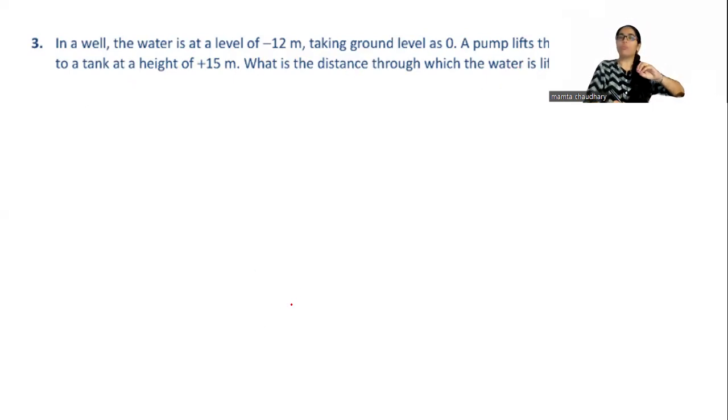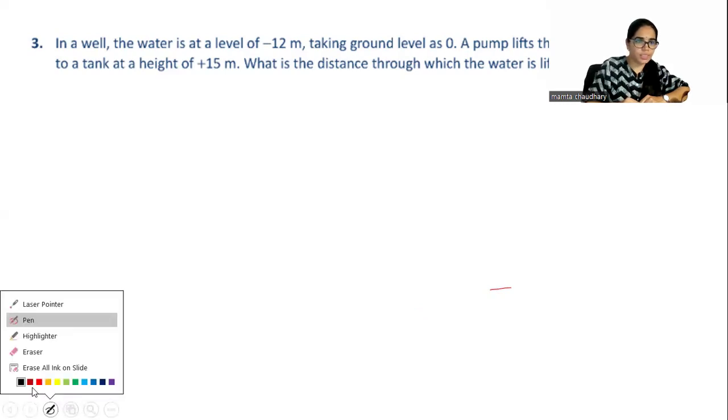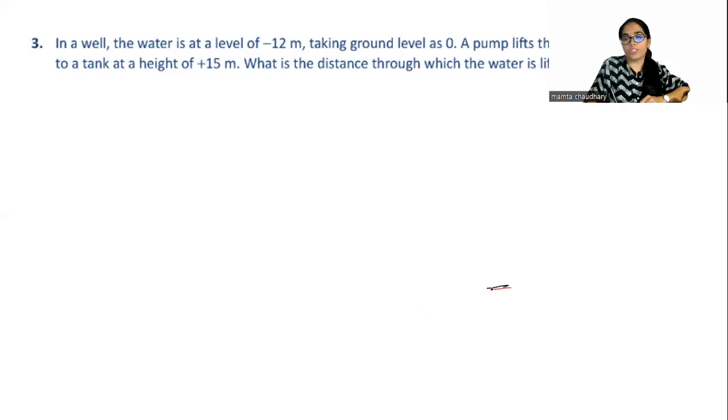In word problems, always try to draw the diagram. If you draw the diagram, half of your question will be solved there only. It will be easy for you to find. So now see, here it is saying ground level. Ground level is 0. This is the ground level, which is 0.